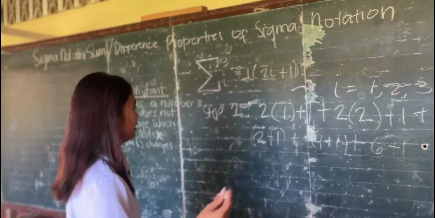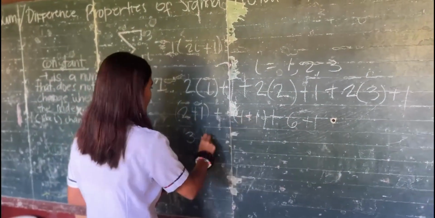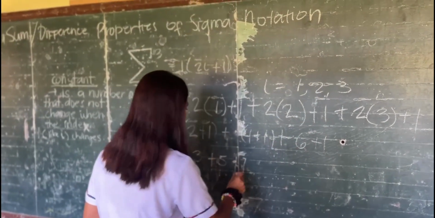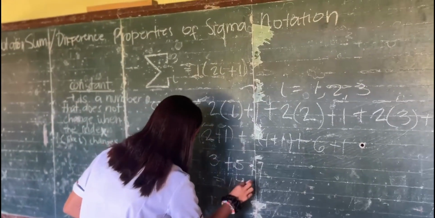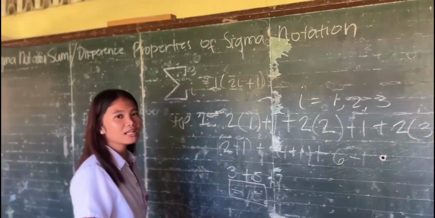So now let's add. 2 plus 1 is equal to 3, 4 plus 1 is equal to 5, and 6 plus 1 is equal to 7. So 3 plus 5 plus 7 is equal to 15. So our final answer is 15.